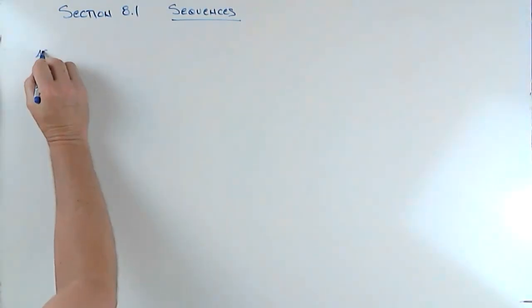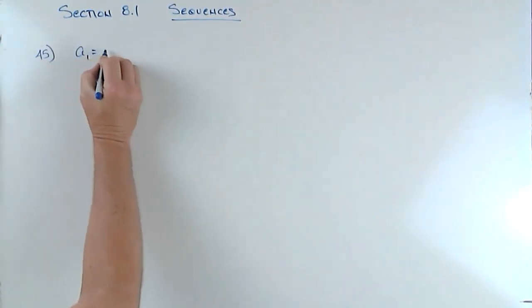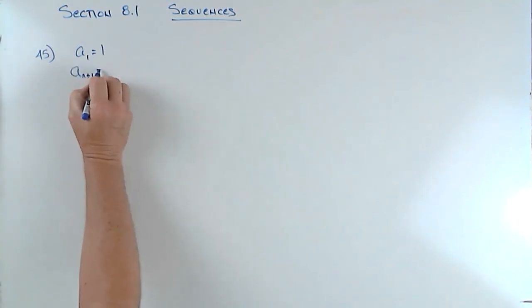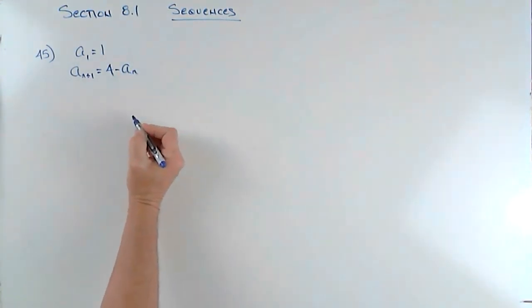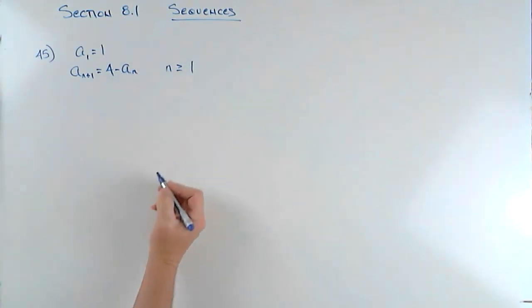So we have 45, and here we have a sequence. A sub 1 is 1. A sub n plus 1 is 4 minus a sub n, and that's for n greater than or equal to 1. And it says determine whether the sequence defined as follows is convergent or divergent.